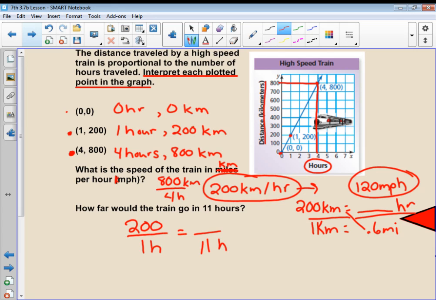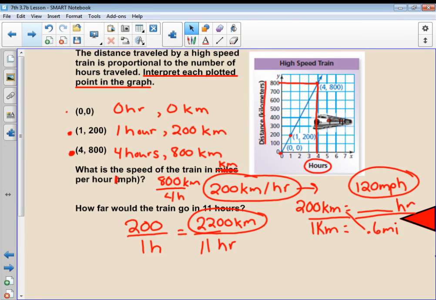And I know some of you can just go through and say, well, I know I'm going to multiply 11 times 200. So 200 times 11 is going to give me 2,200 kilometers. So that's how far we could go in 11 hours. If I wanted to figure out what that was in miles, well, I do 0.6 times that. It'd be 1,320 miles. So that's quite a ways in 11 hours.